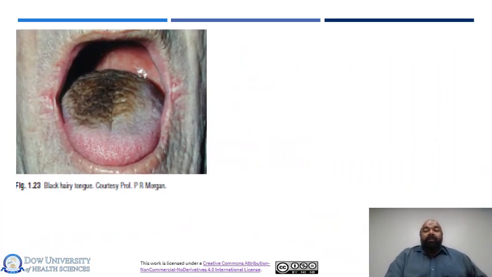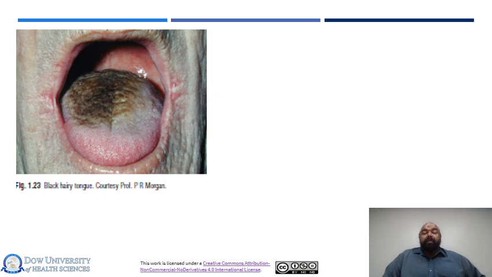So a little bit more of clinical relevance is the presence of black hairy tongue. So in the tongue we have papillae. There are three different types of papillae. We have the filiform papillae, which are the most numerous, but they are the smallest in size. Then we have the little bit bigger.